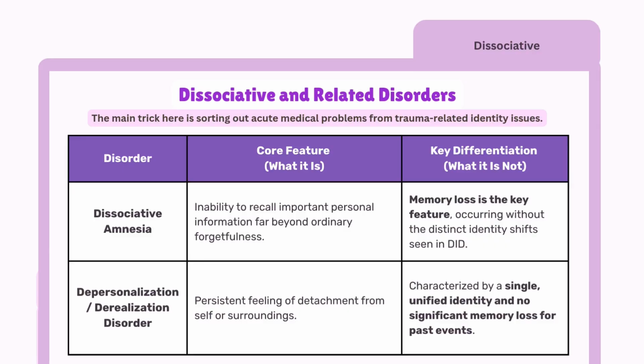So unlike DID, a person with dissociative amnesia maintains a single unified identity. They aren't switching between different forms of self. The entire focus is on the loss of personal memory, also known as episodic memory, which covers things like who they are and what they did, usually around a traumatic or stressful event. They still know how to function in the world and use general knowledge, which is a key difference from delirium.